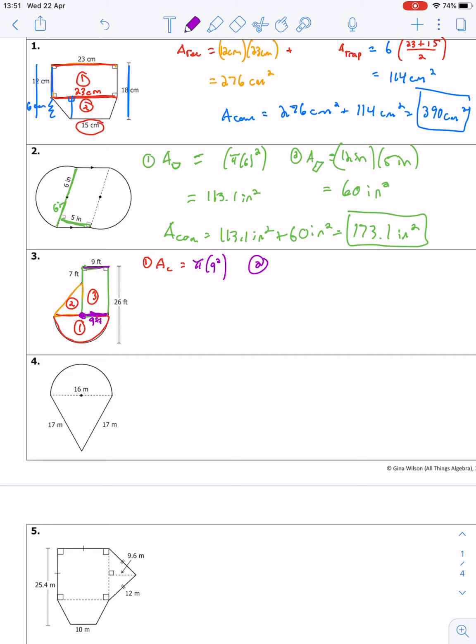Number 2, a little bit trickier. So let me erase this. 2 will be the triangle. All right.